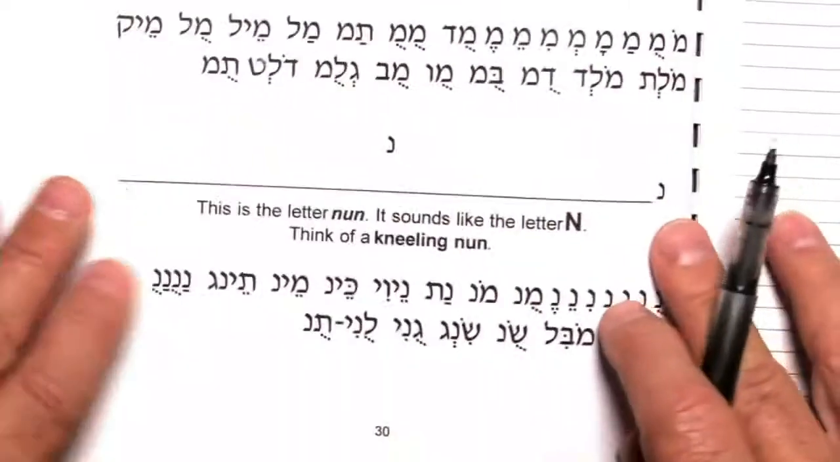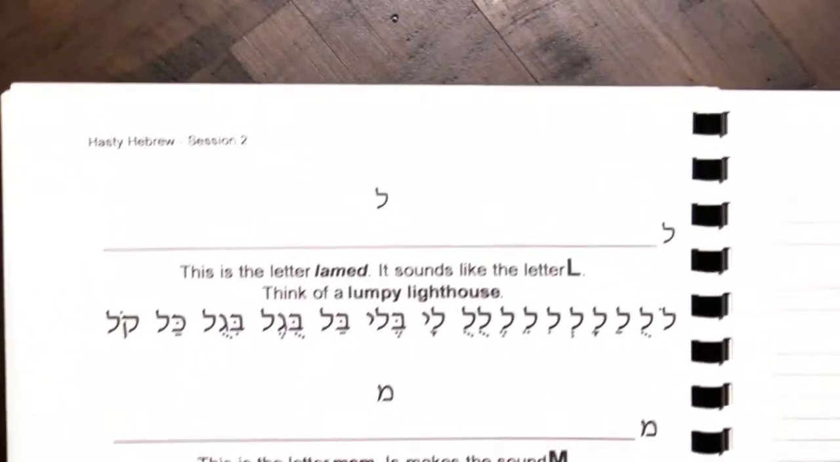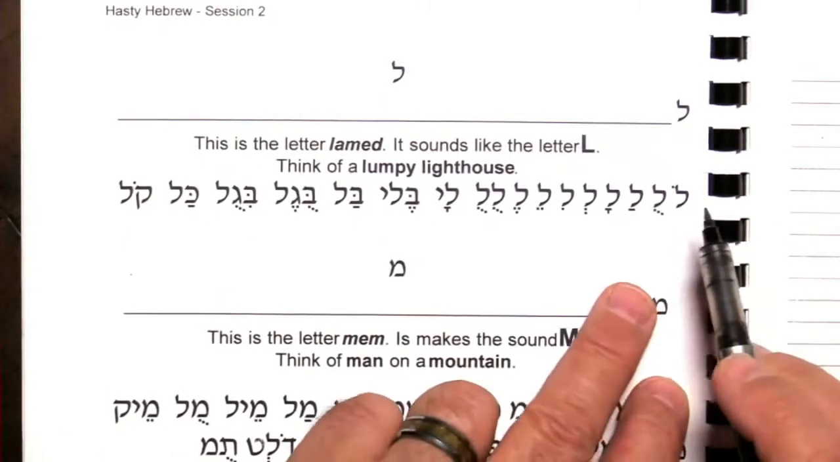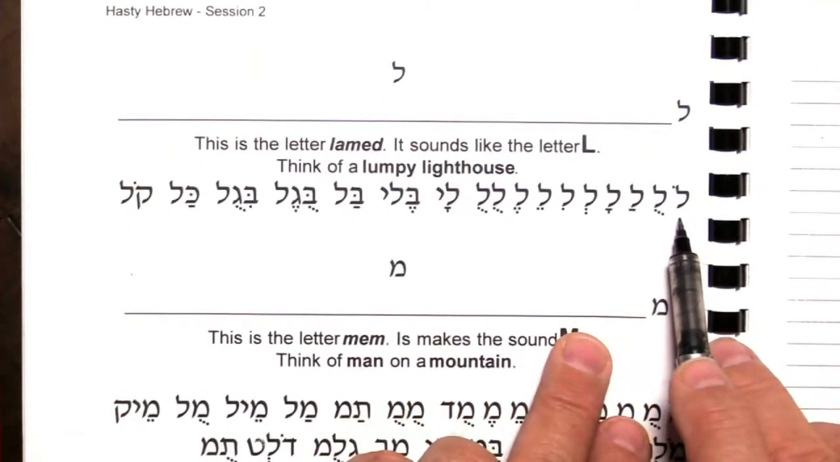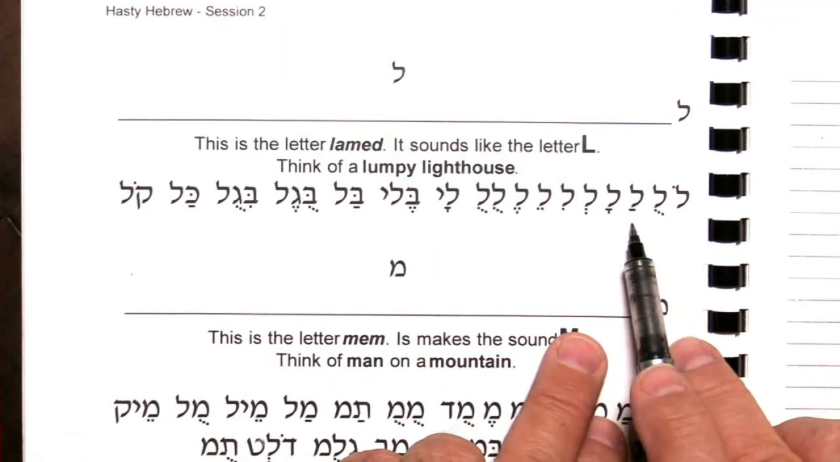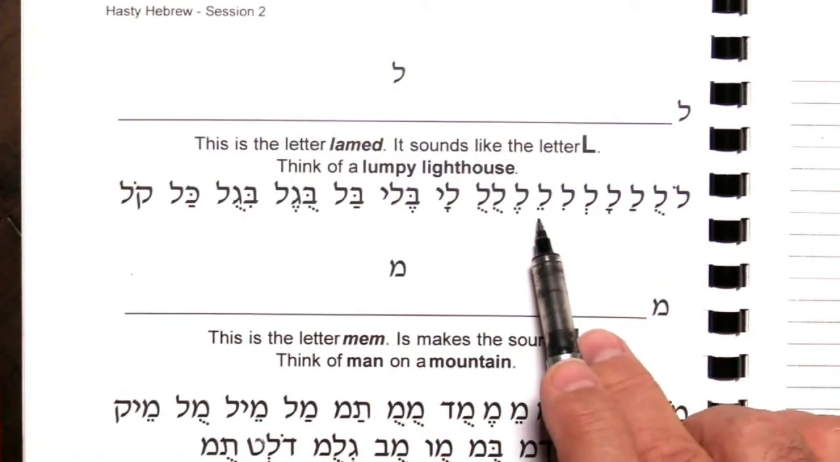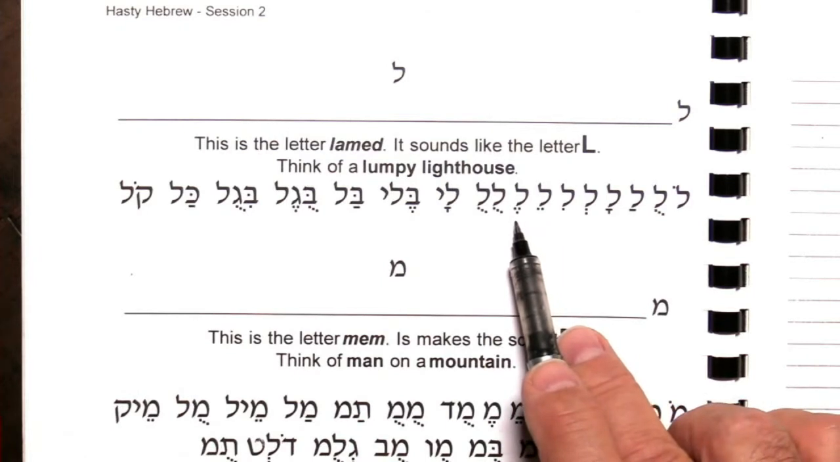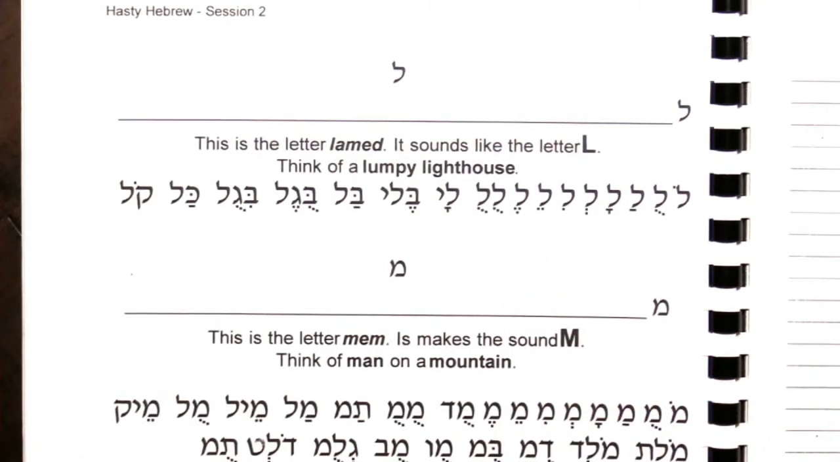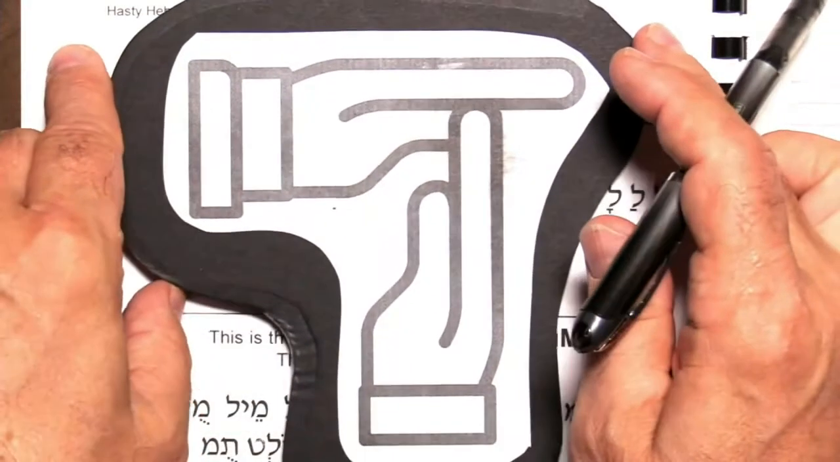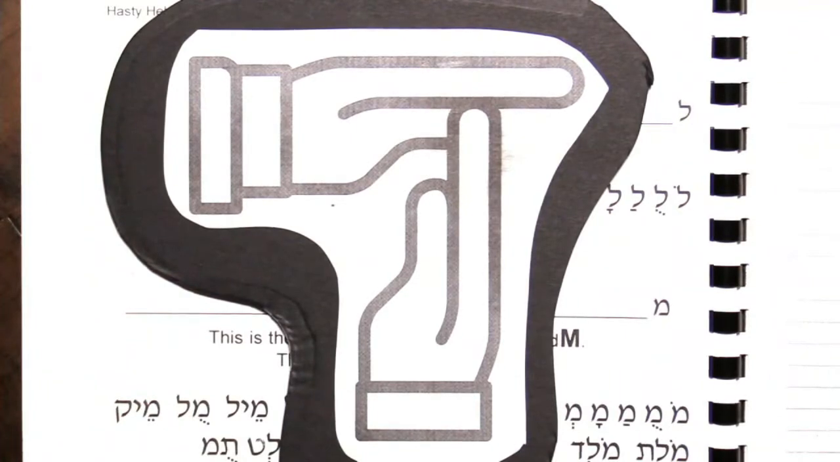Okay, let's move on to page 30. And we're going to go through the lumpy lighthouse. Let's practice it with our vowels. Lo, lu, la, li, le, le. And then you have English words. So we'll pause for a moment, take a time out, and when you are ready to continue, hit the play button.